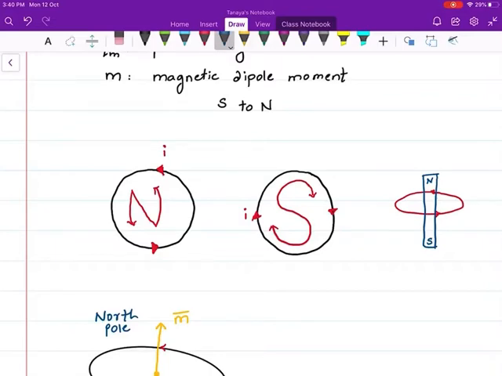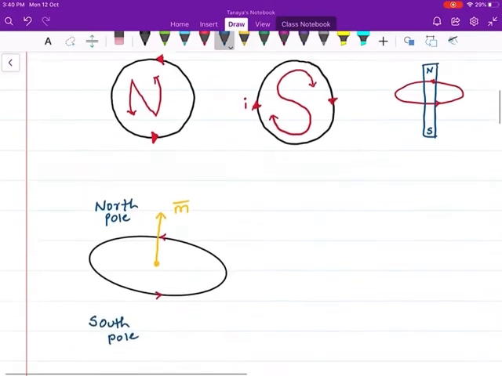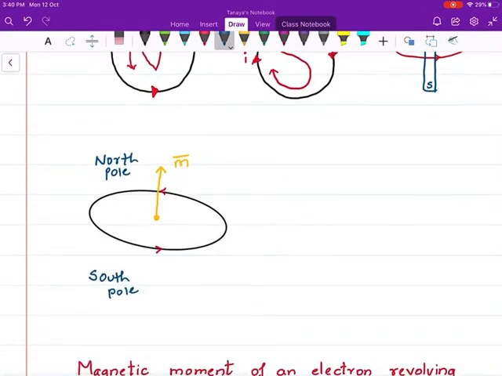We had seen this in the last year also. So the same thing I have shown over here, that this is a current carrying loop. The current direction is anti-clockwise. So north pole is formed at the top part of the coil and south pole at the bottom. And magnetic moment direction is going to be like this. This is the direction of the magnetic dipole moment. From the south pole towards the north pole is the direction of magnetic dipole moment.